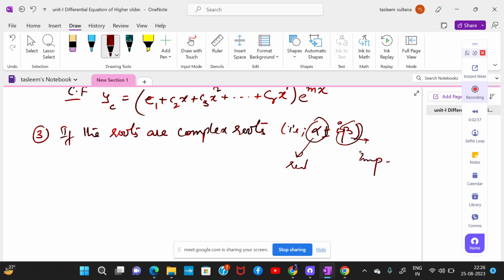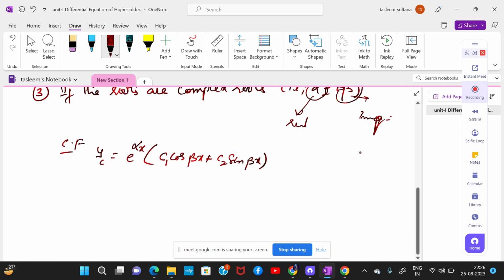In that case, your complementary function y suffix c is equal to e to the power of alpha x, then c1 cos beta x plus c2 sin beta x.